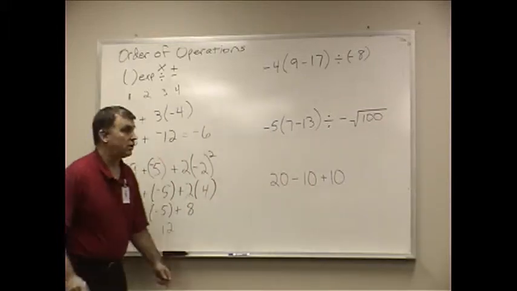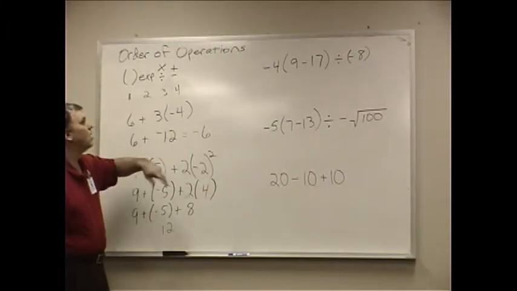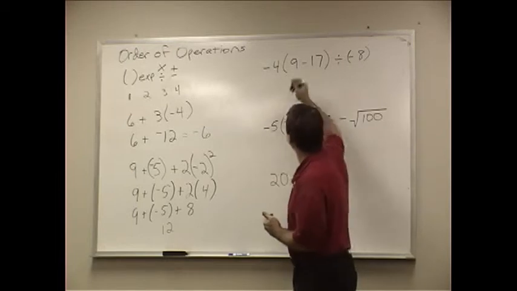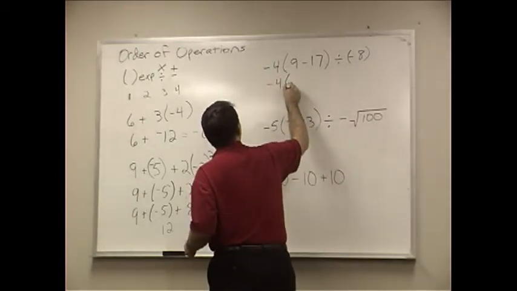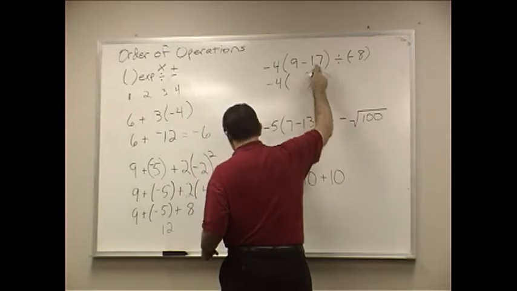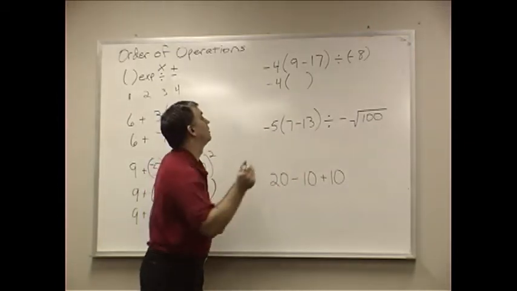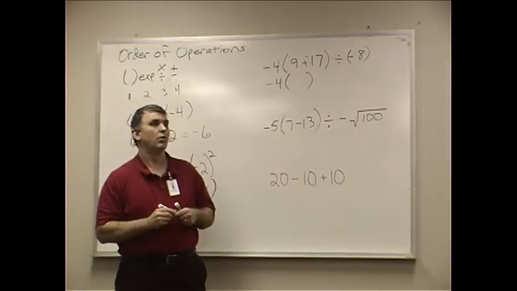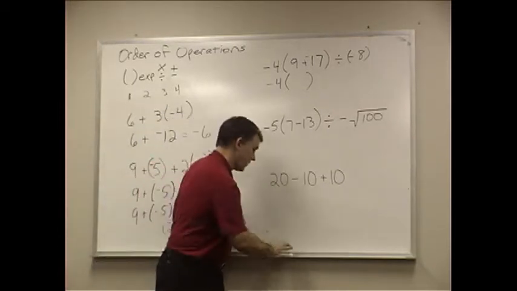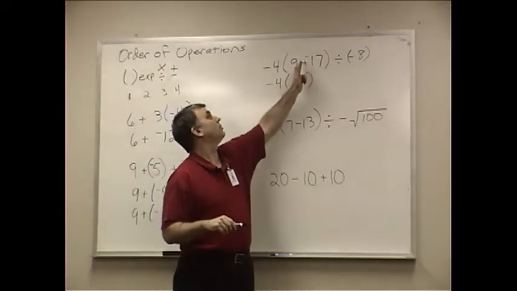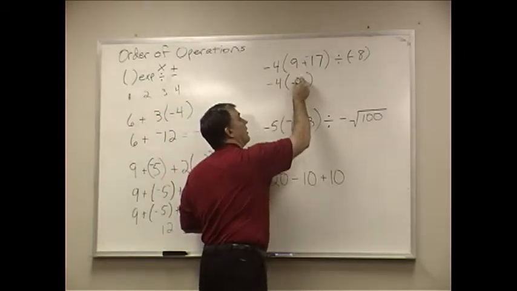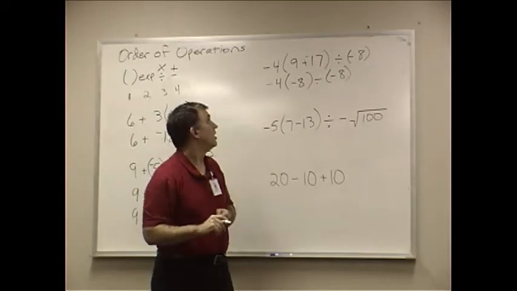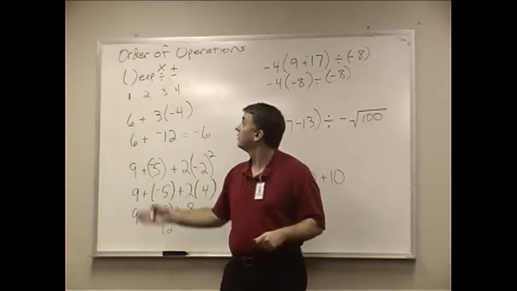For the third example, remember we're still doing these in order. Parentheses. Some of you are like, yay, we finally get to do something inside the parentheses. So I've got negative 4, parenthesis, 9 minus 17. Well, 9 minus 17 is going to become 9 plus negative 17. When you convert that, adding a negative, or adding the opposite, excuse me. 9 plus negative 17, that's negative 8. Divided by negative 8. All right, so we've done the parentheses.